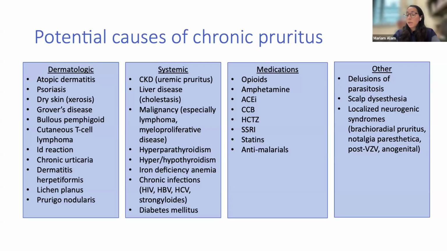Notalgia paresthetica on the upper back is really common in older patients, related to nerve impingement at the spine. People can get post-varicella itching as well. That can be quite bothersome, and then anogenital pruritus as well. Those aren't quite in the generalized pruritus category, but they're quite chronic and quite bothersome and can be difficult to tackle.